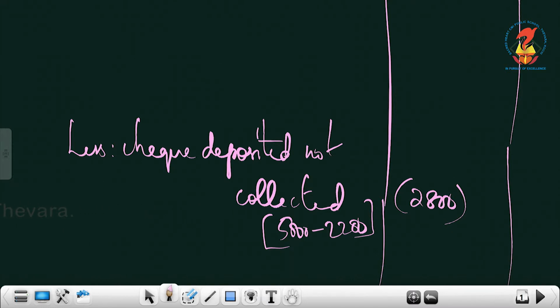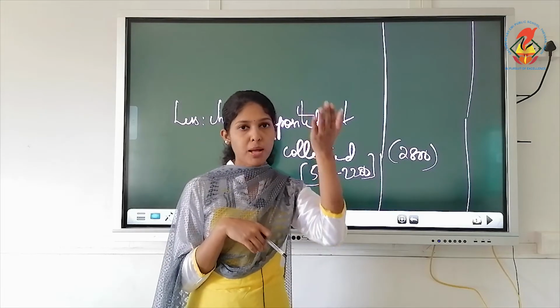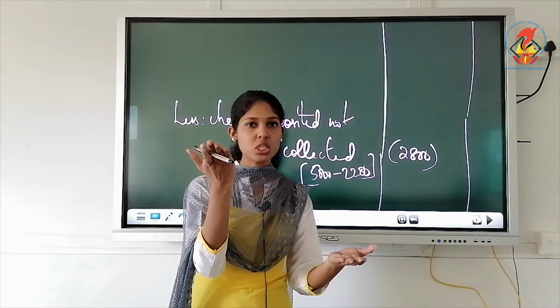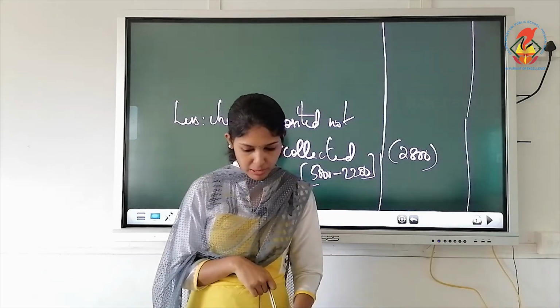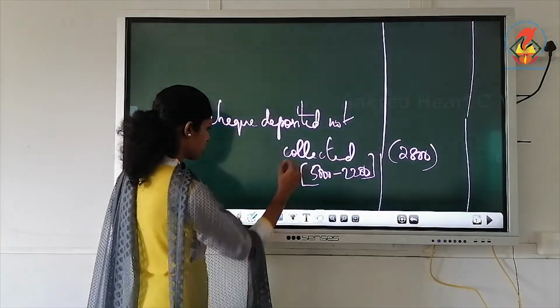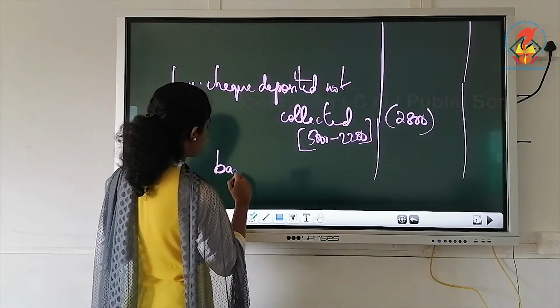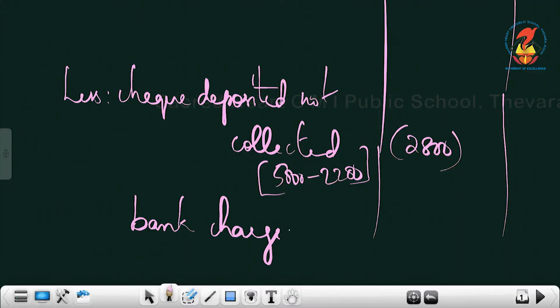Then bank charges 25. Bank charges 25. So what will happen to passbook? Passbook will go down. We are making changes to cash book in this section. So cash book also we have to deduct by 25. So here itself we will write bank charges 25.